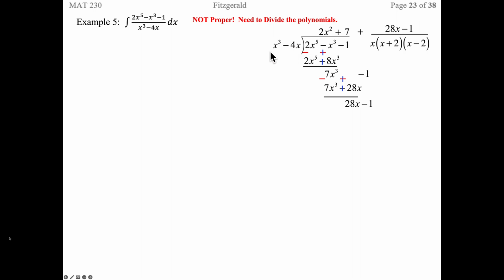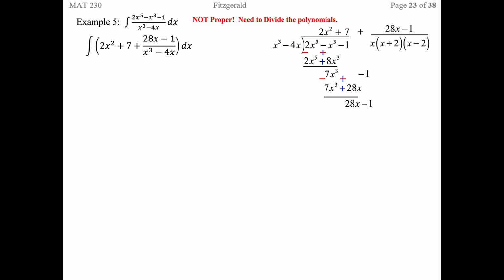And then I'm going to factor this denominator. I can take out an x. Gives me x squared minus 4. Difference of perfect squares, x plus 2, x minus 2. So this fraction now changes to this expression.